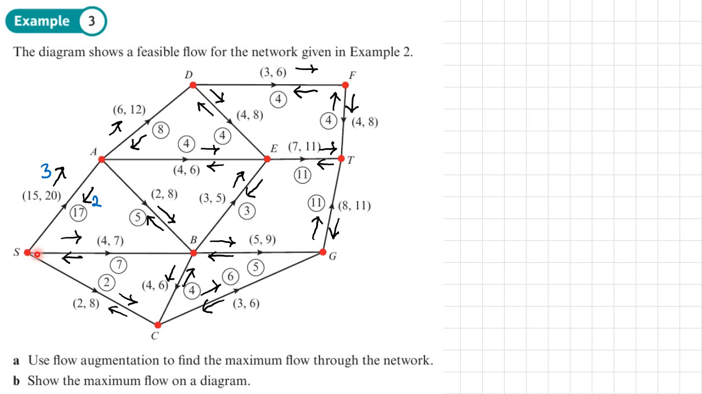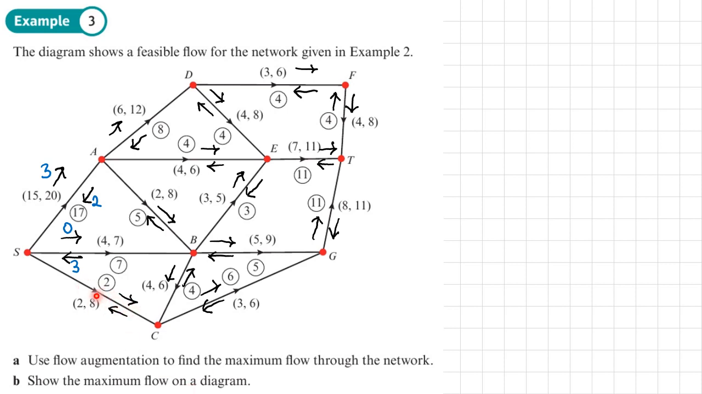Let's do another arc. Let's do this one here. This currently has a flow of 7, so it cannot be increased anymore. It's at its maximum capacity, it's saturated, and it can be reduced down to 4, so that one can be reduced by 3. So I'll just put 3 in here.